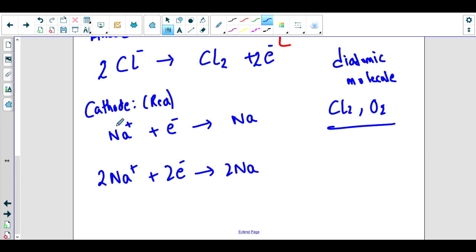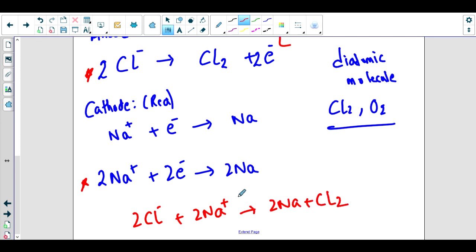If you write this in exam, they will cancel it. It must be 2 Na. So what will be the overall reaction? You see the overall reaction from here, from this equation, and from this equation you can pick. You have 2Cl negative plus 2Na plus. It gives you 2Na plus Cl2 as an output. Electrons, these electrons cancel, and you get this one.